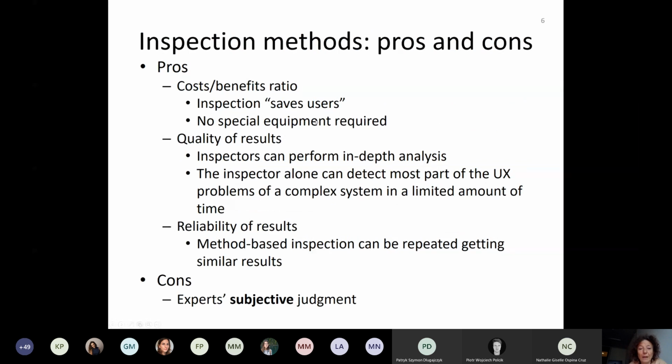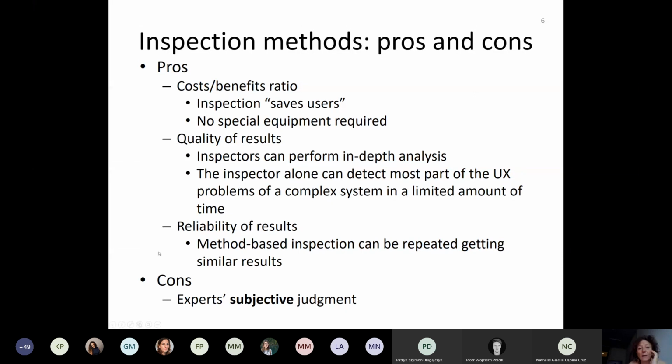Before continuing about user testing, I just want to say that there are pros and cons in these two methods. Inspection methods save the user, so there is a cost-benefit ratio that can be taken into account. You don't require special equipment. It's the expert who sits at his or her desk and inspects the application and writes down the scores according to his own judgment.